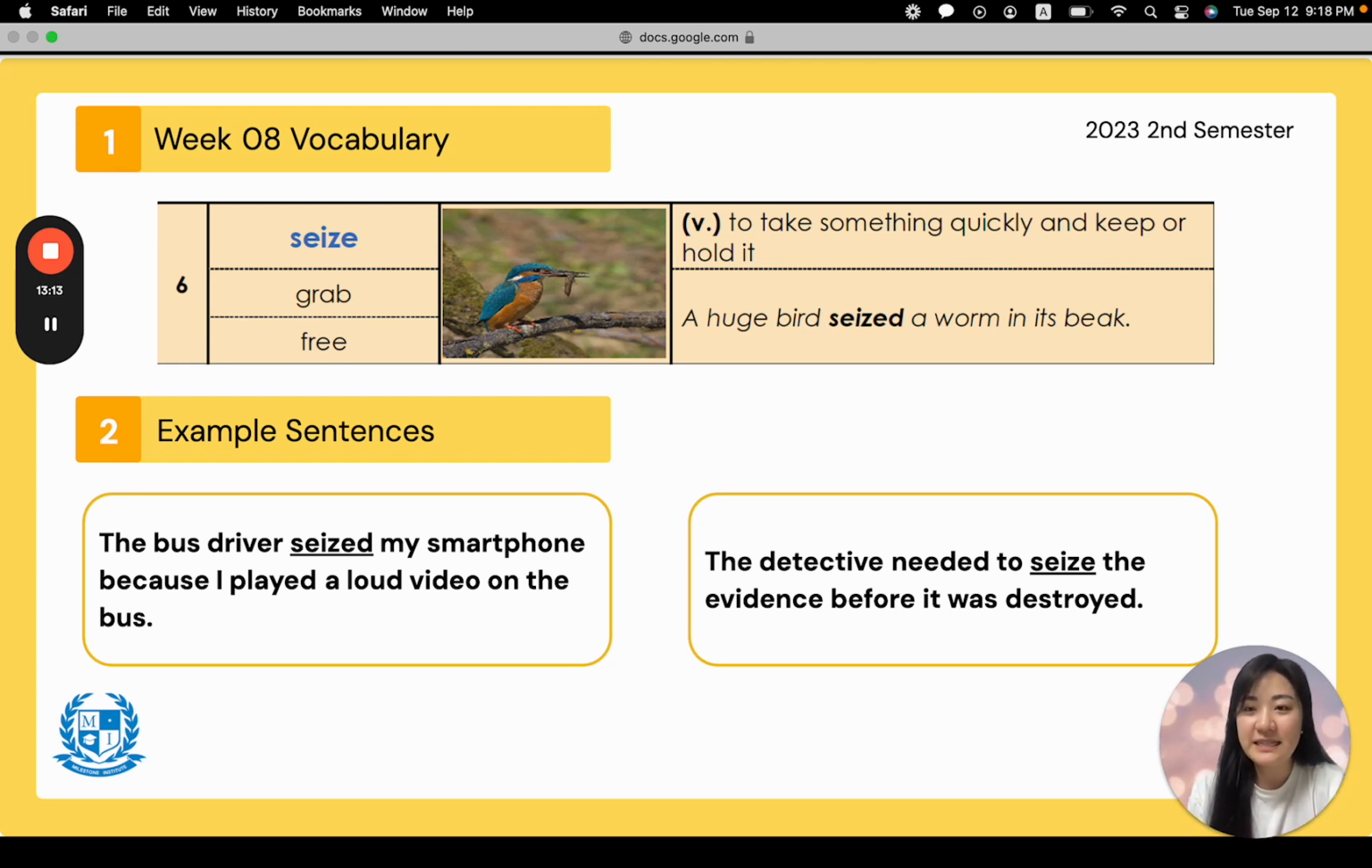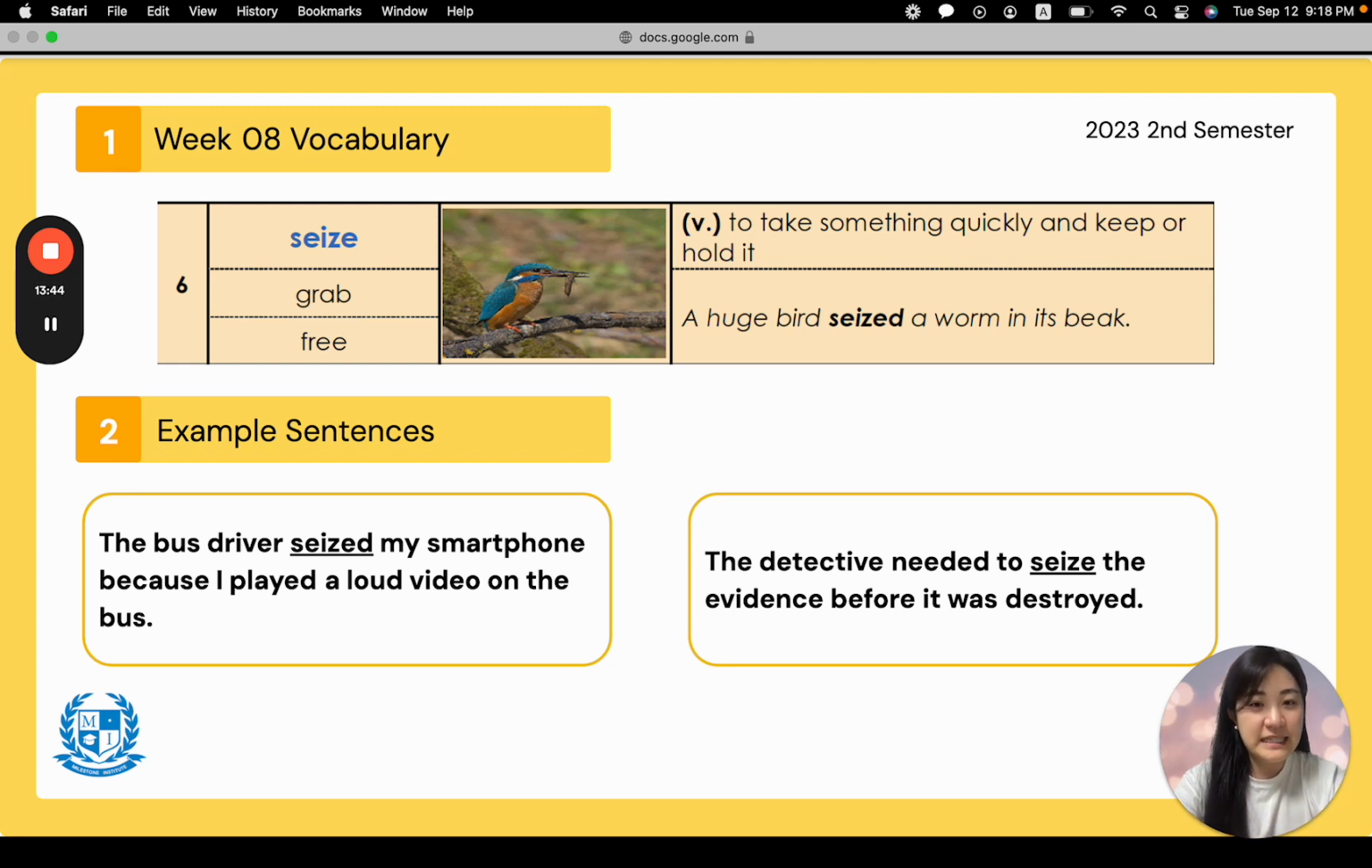Good. The example sentence at the bottom says, the bus driver seized my smartphone because I played a loud video on the bus. I know that some of you, if you take a bus to school, you're not allowed to have your cell phone or play with it or make noise with it. Some buses, they say, no food, no drink, no cell phone, right? Here, the bus driver seized it, he took it and held on to it because my cell phone made a loud noise.